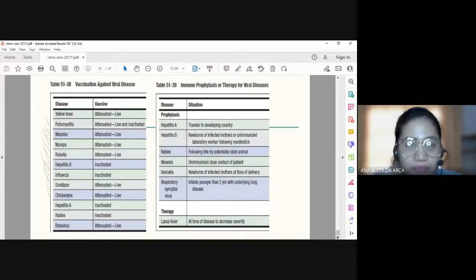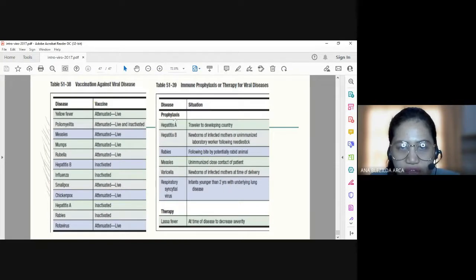So, these are examples of different vaccines. So, ito yung mga viruses and then these are the recommended vaccines. So, for the attenuated live, medyo marami. The measles, the mumps, the rubella. Yung mga inactivated, only the Hepa B and the influenza, Hepa A and rabies. And then these are examples of prophylaxis.